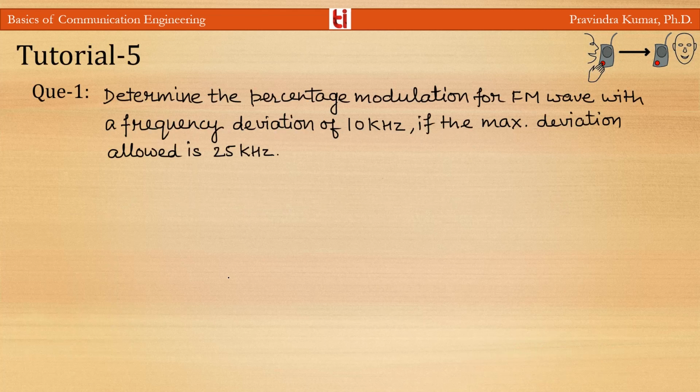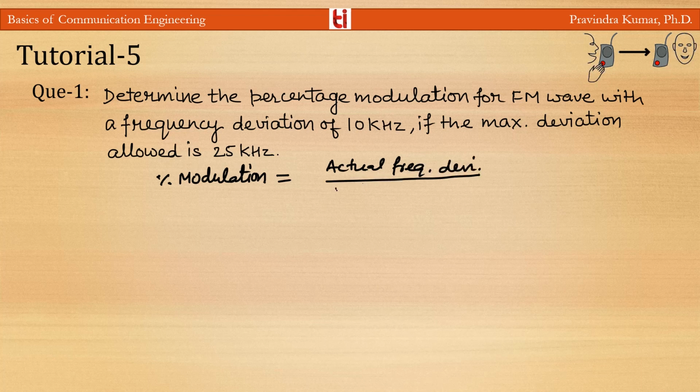Now the first question is: determine the percentage modulation for an FM wave with a frequency deviation of 10 kHz, if the maximum deviation allowed is 25 kHz. So the percentage modulation is equal to the actual frequency deviation divided by the maximum allowed deviation, times 100%.